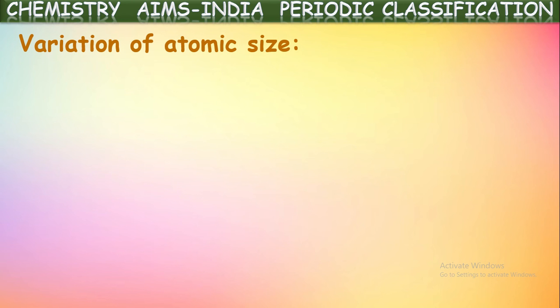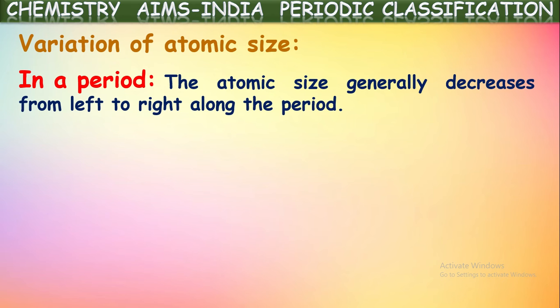Next, variation of atomic size. That means how this atomic radius or atomic size varies in the groups and periods of the modern periodic table. If you see in a period, the atomic size generally decreases from left to right along the period. It is one of the interesting points we have to observe. In a period, the elements' atomic number gradually increases from left to right, so we may expect that atomic size also will increase. But in fact, from left to right in a period, atomic size decreases. Why is it so? Let us see.